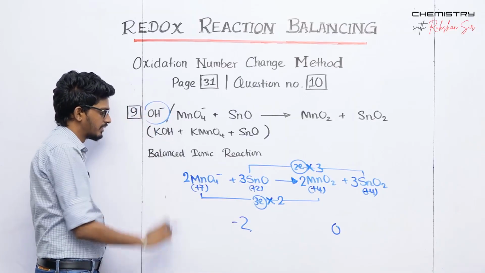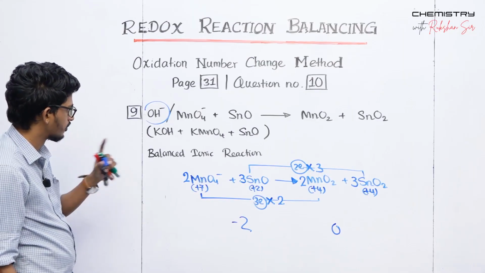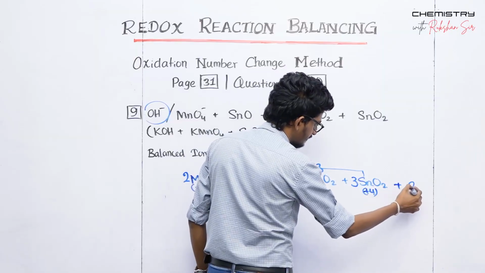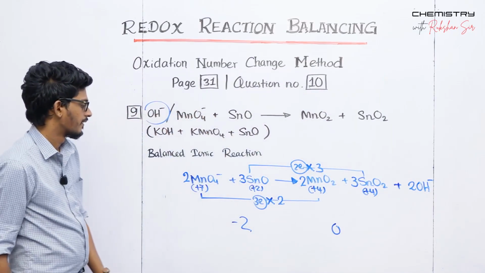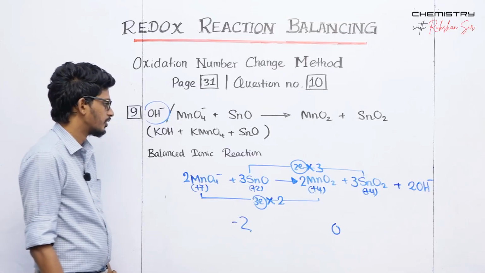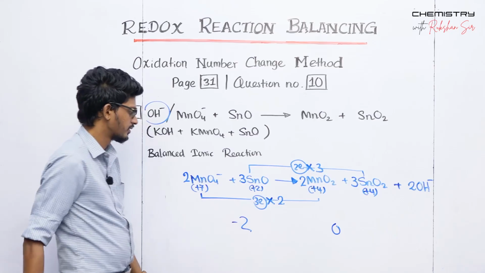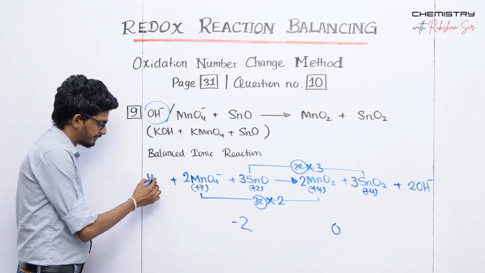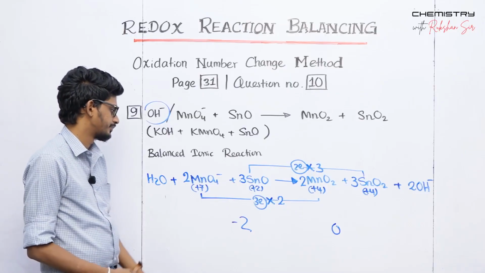OH minus is the medium. So how many OH minuses are needed? You need 2 OH minuses at this side, right? Finally you need to balance the hydrogens there. So 2 hydrogens are there, so 1 H2 molecule is needed here, right? This is your balanced ionic reaction.